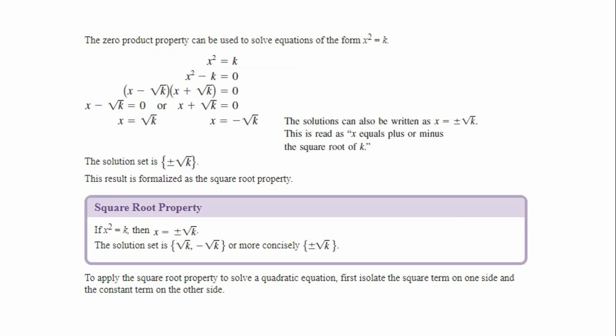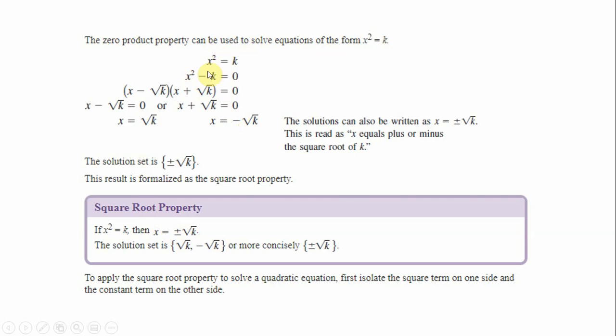So I can do the zero product property, which can be used to solve forms of these equations, x squared is equal to k, or I can do the square root property down here. But what I'm going to do is do this first. So if I have x squared is equal to k, I'm going to do this one first because I'm going to show you something here.